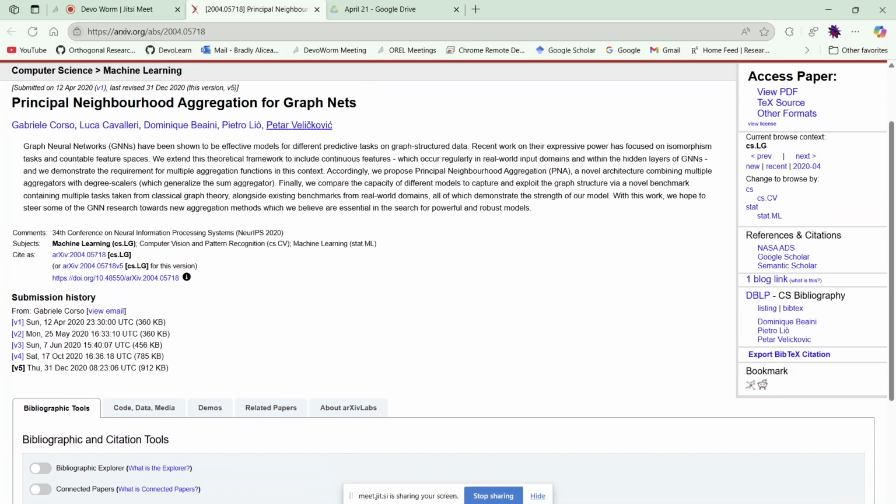Graph neural networks have been shown to be effective models for different predictive tasks on graph structured data. Recent work on their expressive power has focused on isomorphism tasks and countable feature spaces. Then they extend this to include continuous features, which you see in a lot of real-world domains of data. So a lot of biological data, in other words, that we can't segment easily.